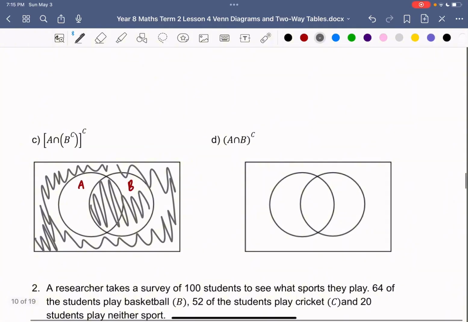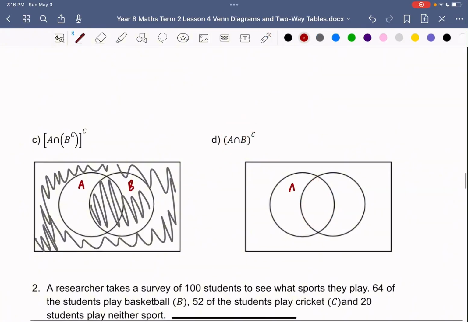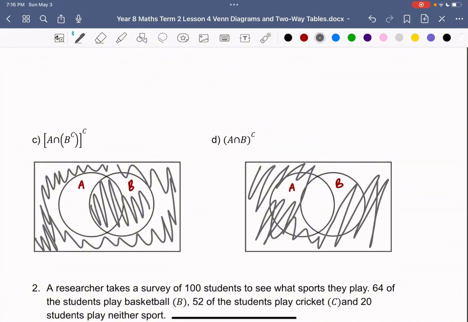Now this one says A and B, which we know is this, but we want to get the complement of it. If we want to get the complement, we're just going to do, let me label it first, anything but the fact where they overlap. So this is everything but when they overlap, which is this section over here.